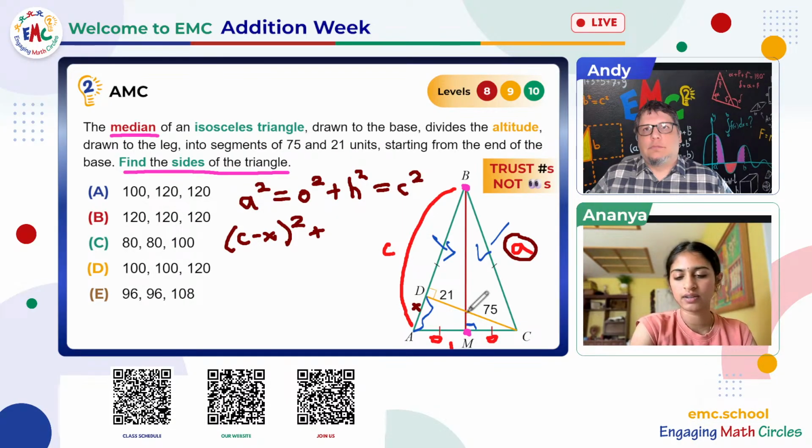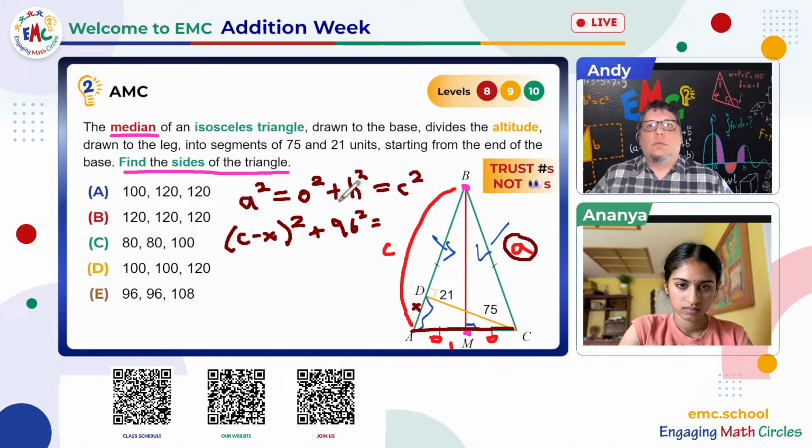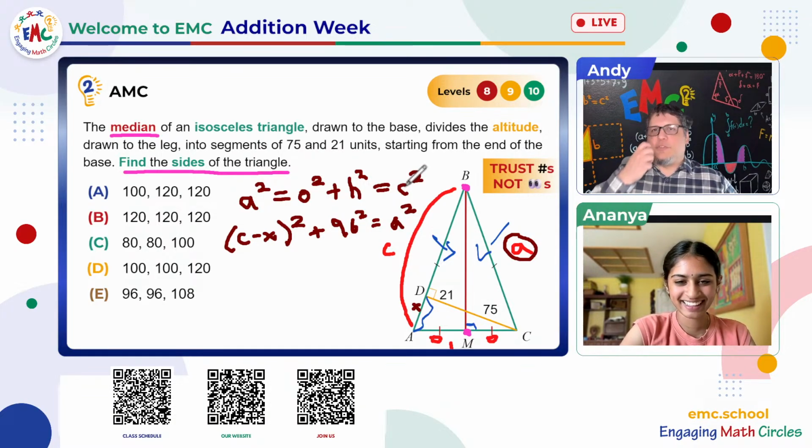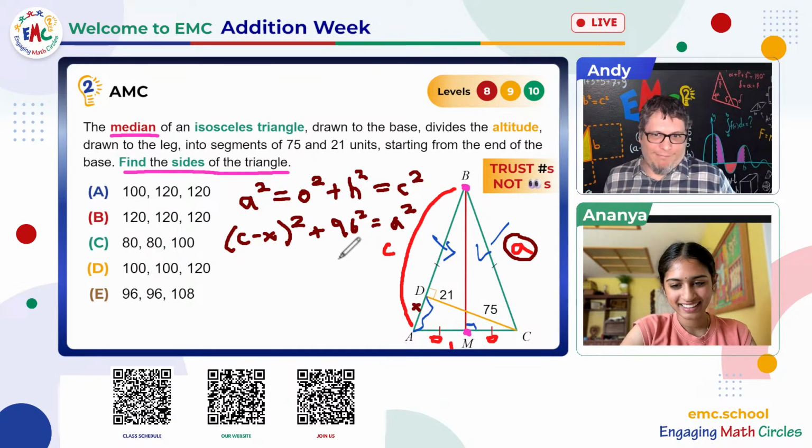Are we finding just 21? Okay. Then 96 squared equals a squared. Oh, yep. You're doing a different right triangle than me. Oh, I just caught it. No, you're correct. Yours is a squared. Okay. Yeah, I was doing the bottom one. There's another one. Oh yeah.